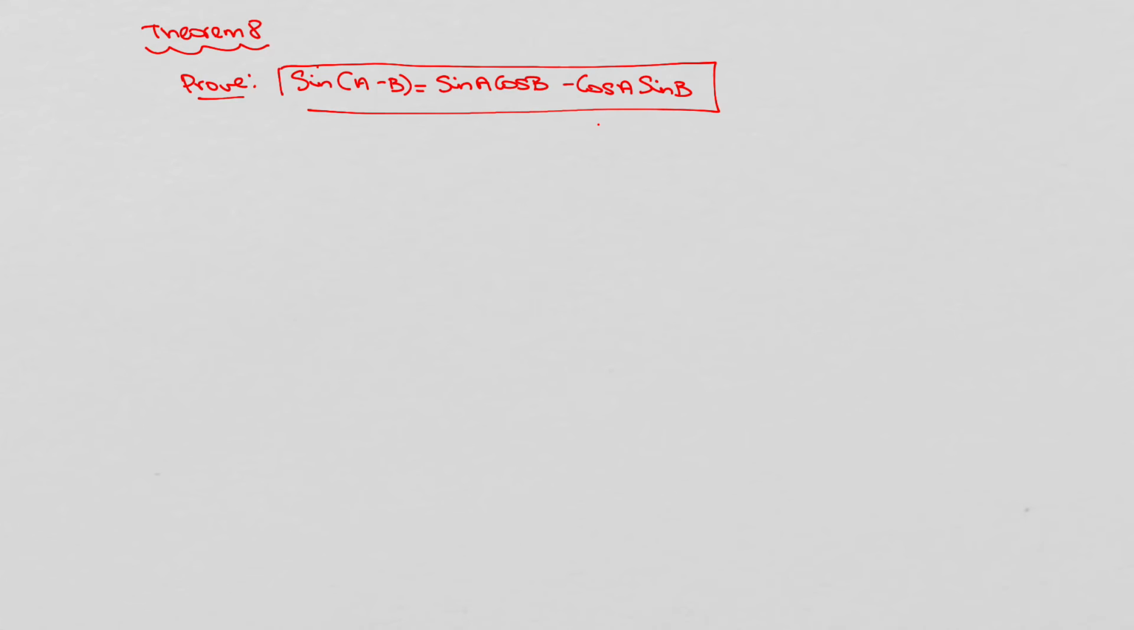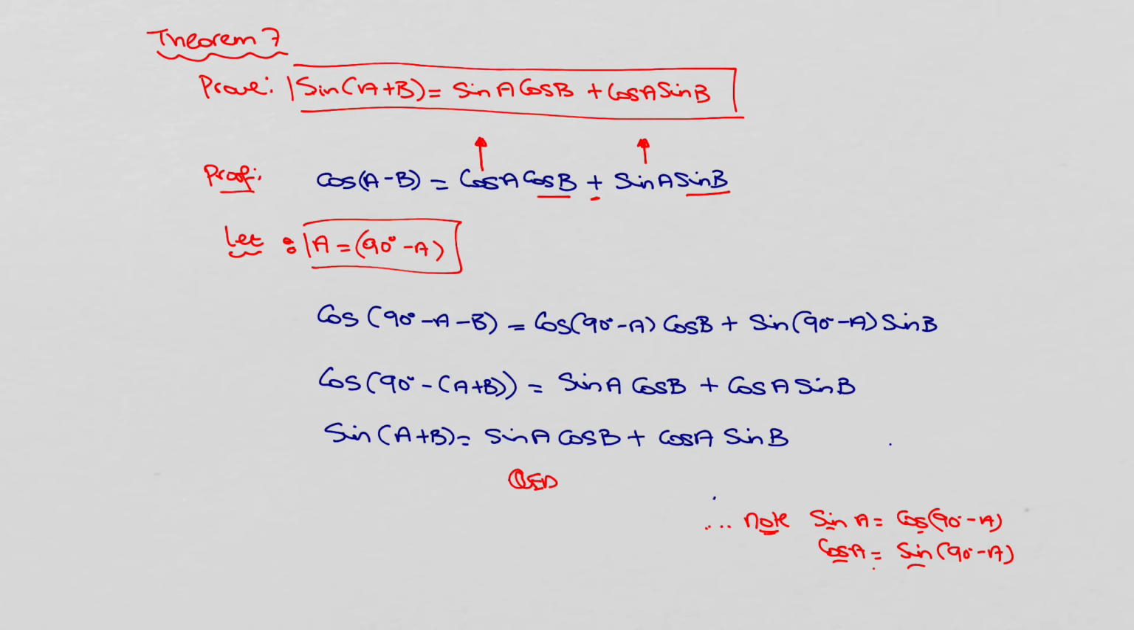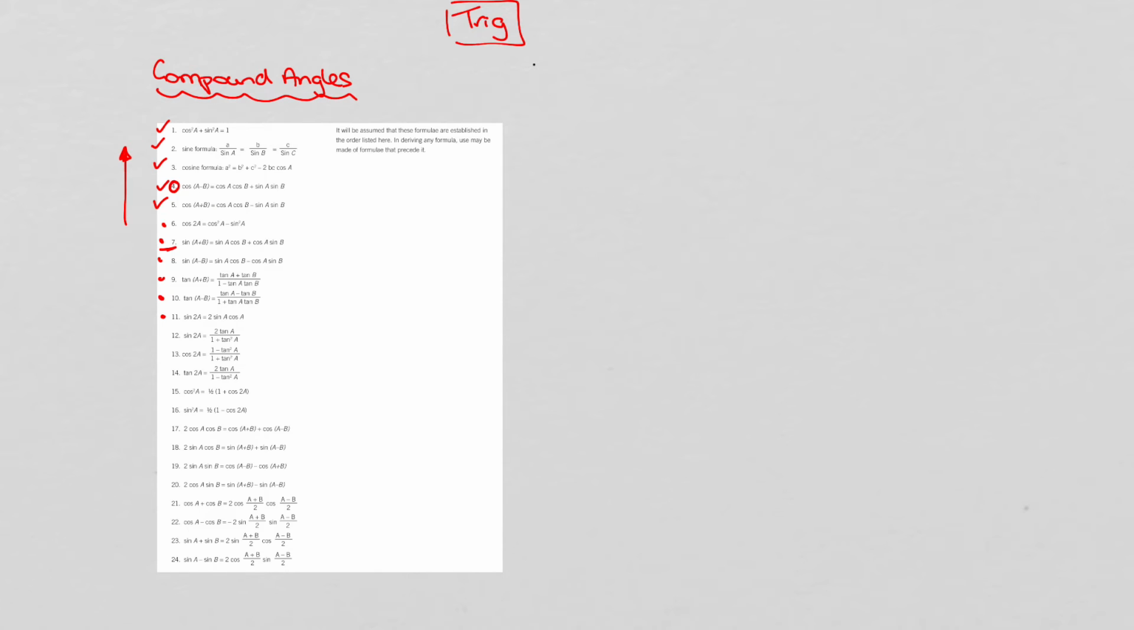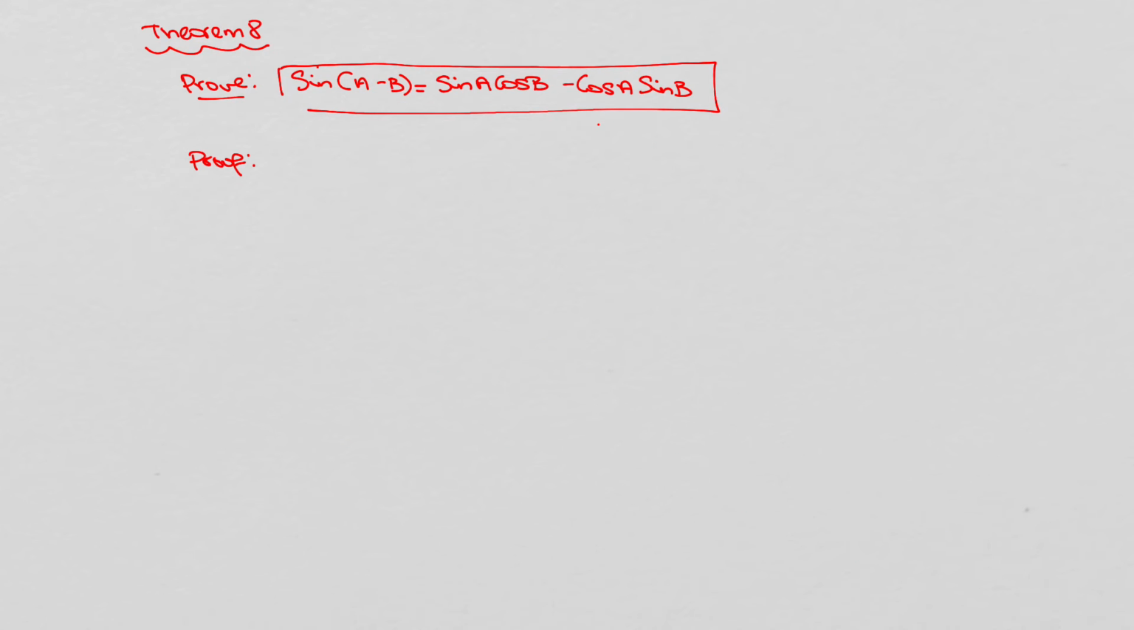Okay, next one. We're going to prove now that sine of A minus B is equal to sine A cos B minus cos A sine B. I have just proved sine of A plus B. If I go to my list, 7 comes before 8, which means I can use 7. I don't have to prove it all over again. I can take it as fact that sine of A plus B is equal to sine A cos B plus cos A sine B.